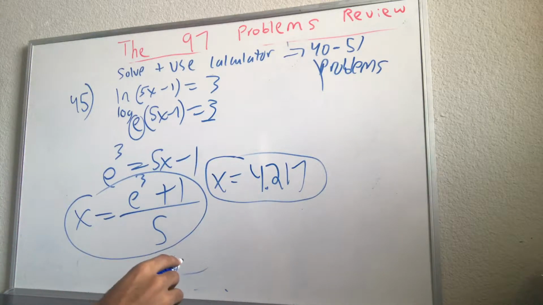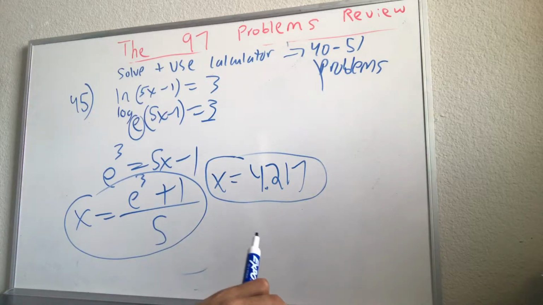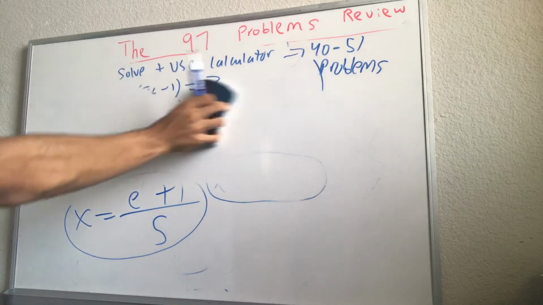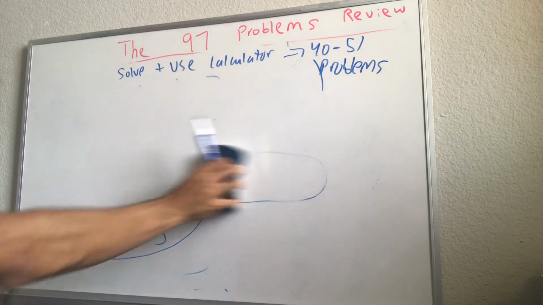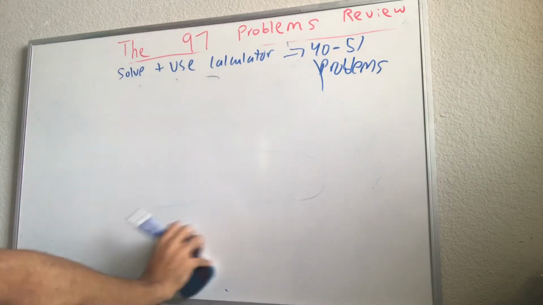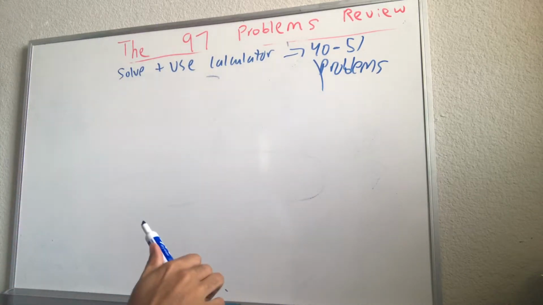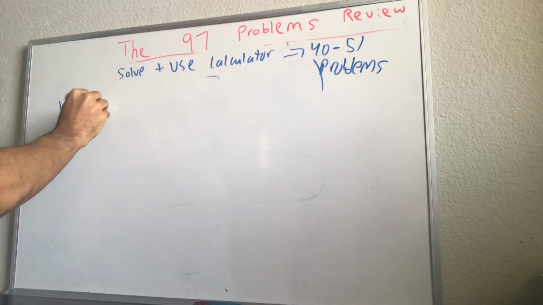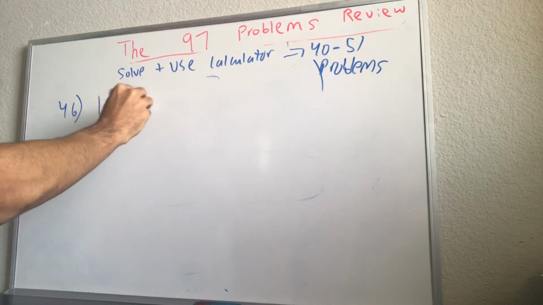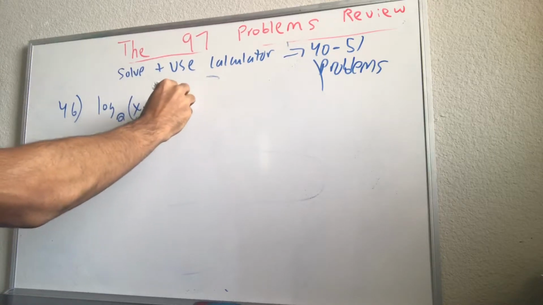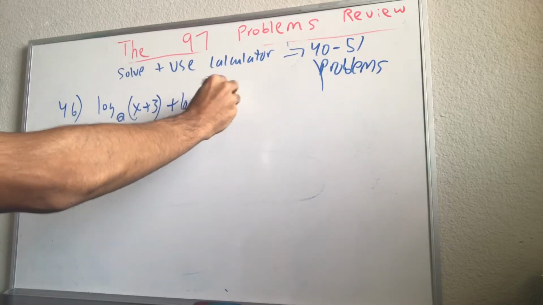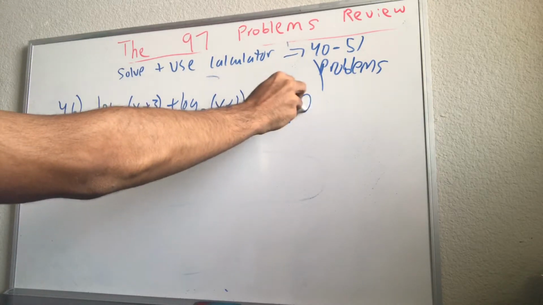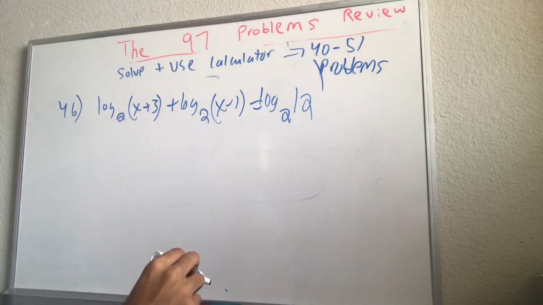It's relatively simple. So for question number 46, I have something to do more with expanding logarithms, and really condensing them or expanding them. So we have those properties that are going to apply here, right? So for question number 46, I have log base 2 of x plus 3 plus log base 2 of x minus 1 is equal to log base 2 of 12. And we want to solve this, right?